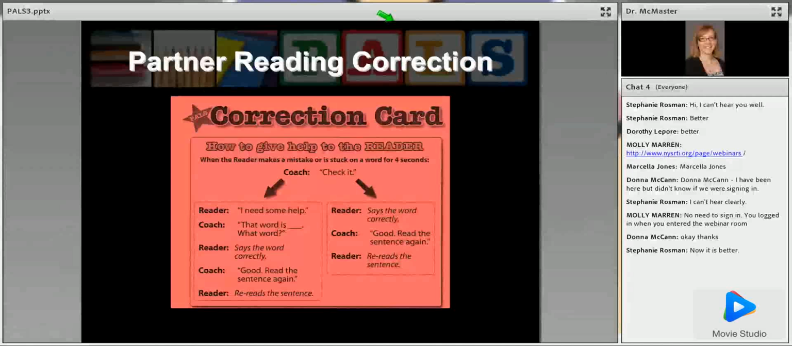On that day that paragraph shrinking is introduced, students also learn that they should continue correcting word reading mistakes. So still, if students are saying the wrong word or skipping words or getting stuck, their coach can still help them with those word level reading mistakes.